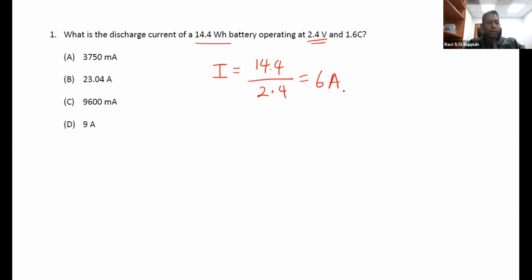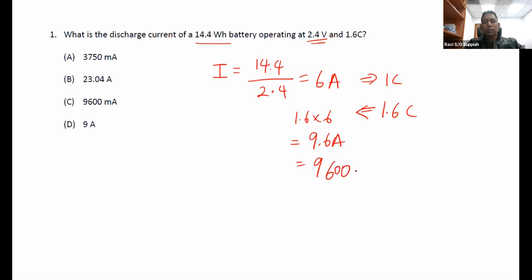That means if I operate in 1C, but now I'm operating in 1.6C, the amount of current is supposed to be higher. So in 1.6C, it will be 1.6 times 6, which will be 9.6 ampere. And that is 9,600 milliampere, which is option C over here.